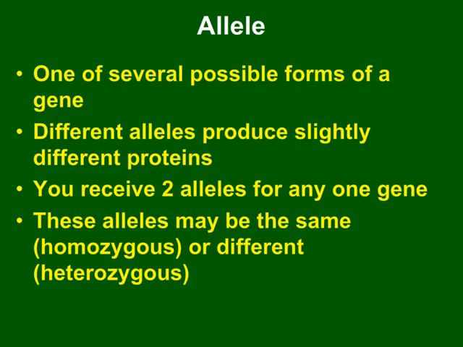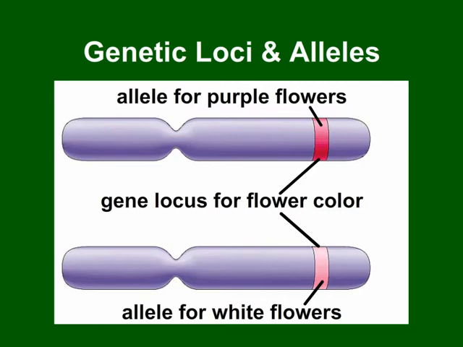So here we can see a homologous pair of chromosomes from some pea plants. And if we look at the exact same location on both of these chromosomes, we'll be able to see the alleles for flower color. Here you can see that one of the chromosomes has an allele for purple flowers, whereas the other chromosome has an allele for white flowers. So in this case, we would say that you are heterozygous for flower color because there are two different versions of the flower color allele.